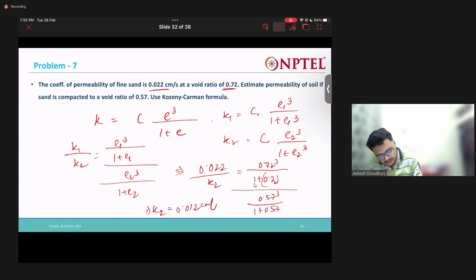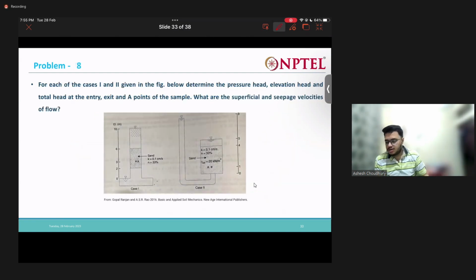0.012 centimeter per second. Okay, so at one void ratio, I know my hydraulic conductivity. I need to find out my hydraulic conductivity at the other void ratio. So I use the Kozeny-Karman formula, and easily I could find out the hydraulic conductivity. Okay, two void ratios were known and one coefficient of permeability is known. So the other coefficient of permeability at the second void ratio I could easily calculate.